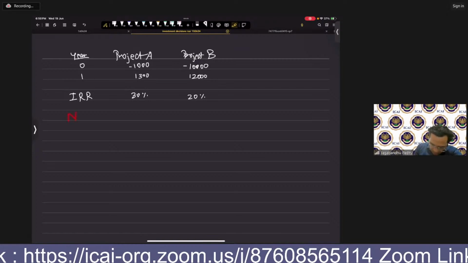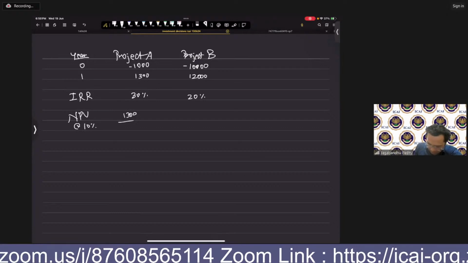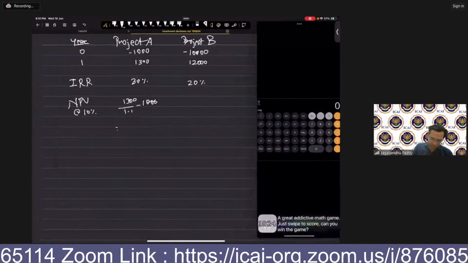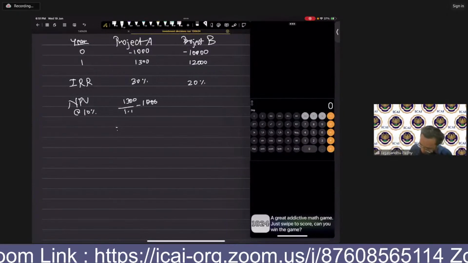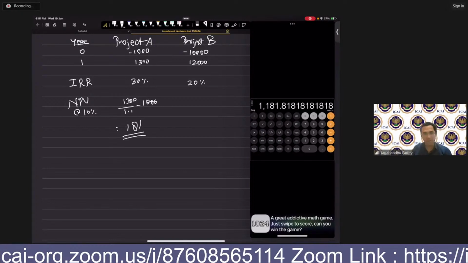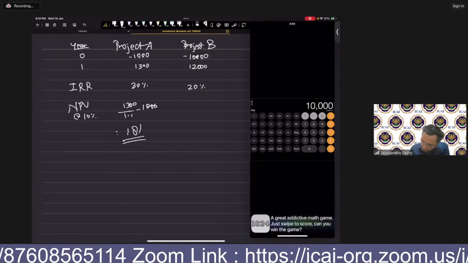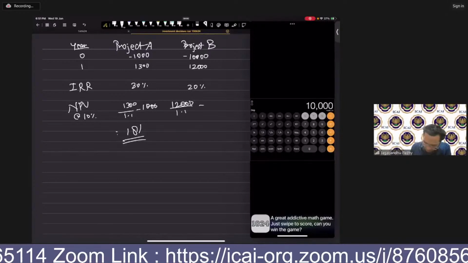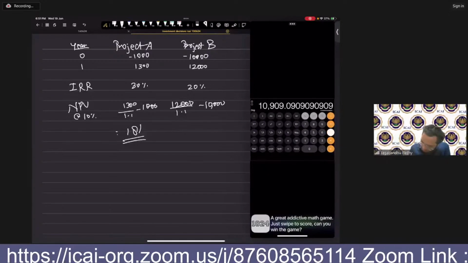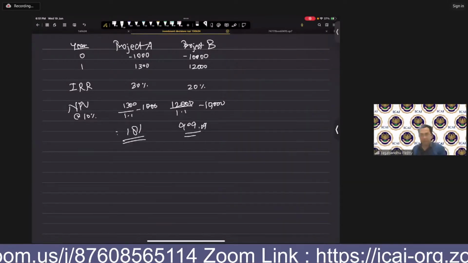But if I want to calculate the NPV over here, let's say our cost of capital is 10%. So NPV will be 1,300 divided by 1.1 minus 1,000. So your NPV is 181. Whereas in the second project, your NPV will be 12,000 divided by 1.1 minus 10,000. So here you have the NPV as 909.9.